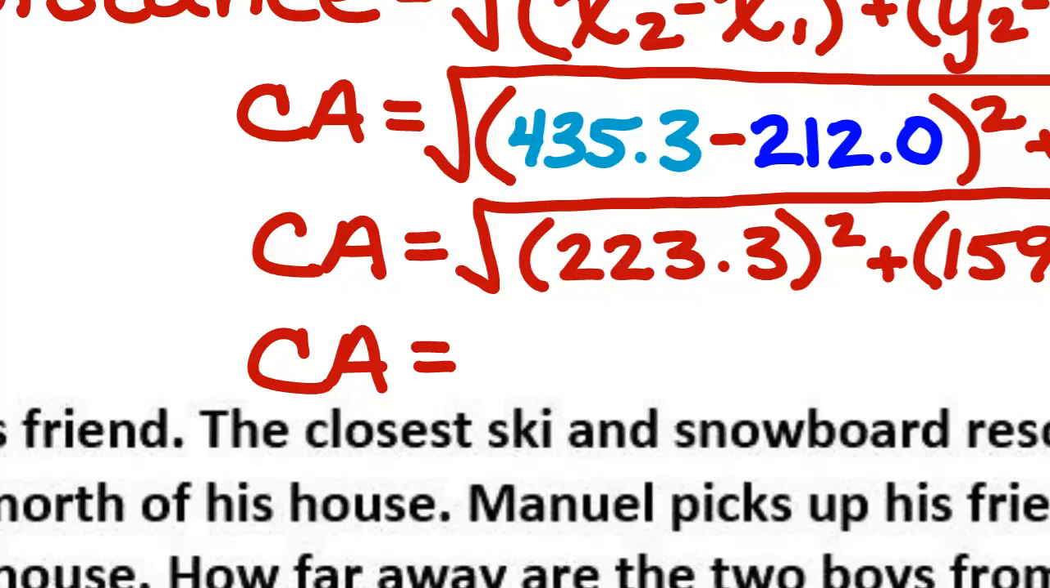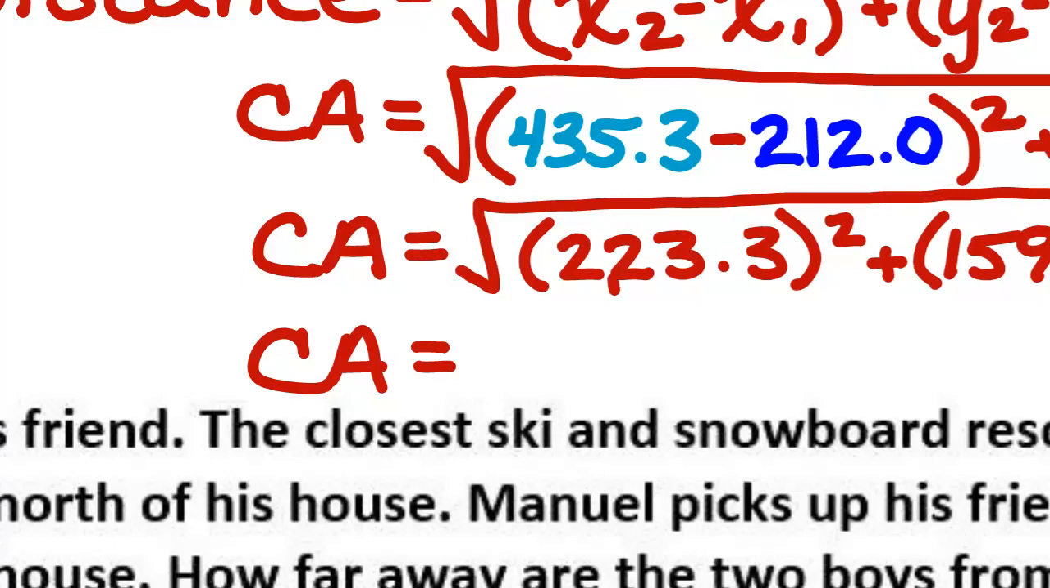Got something smaller than that. Are you guys getting something bigger or smaller than 500? Bigger or smaller than 200? Bigger. Bigger than 200, smaller than 500. Bigger or smaller than 300? Smaller, so it should be in between 200 and 300.